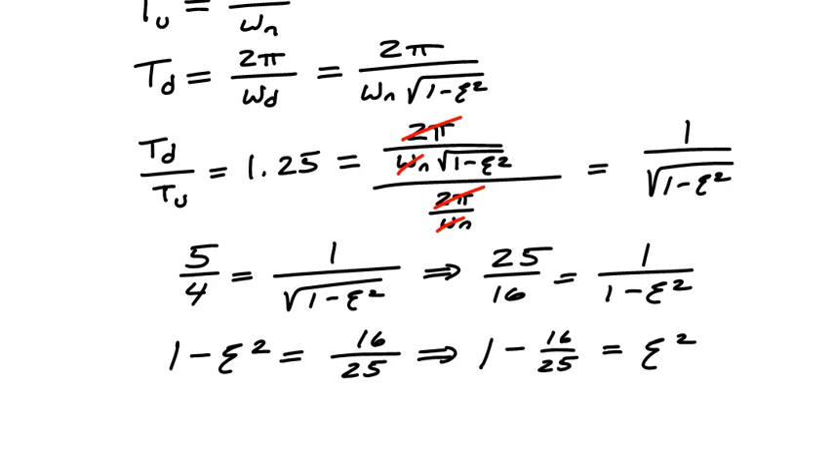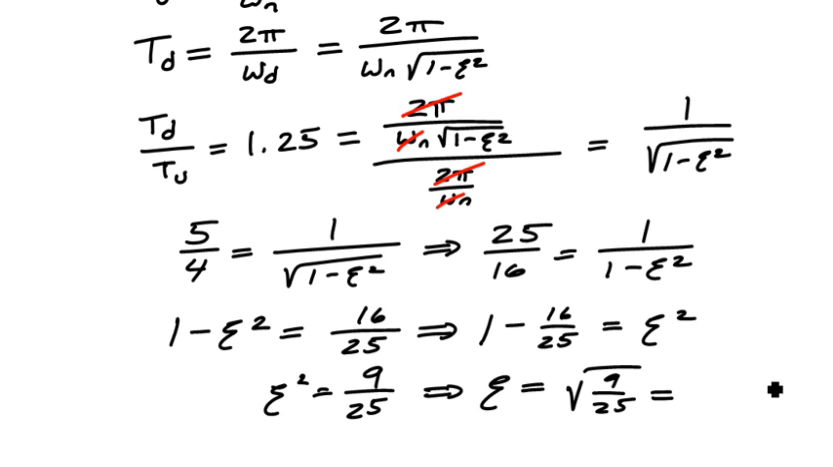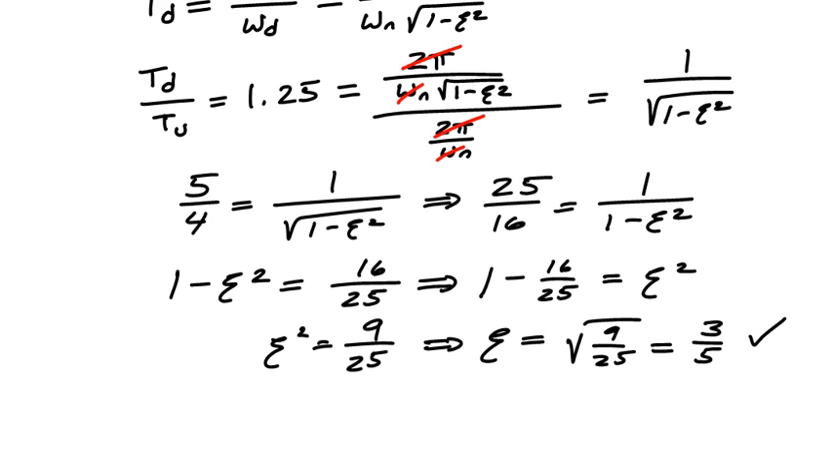And then I can go ahead and play with this and say, well, this is going to give me 25 over 25 minus 16 over 25 is 9/25. So I'll have zeta squared is equal to 9 over 25, which of course means that the damping ratio zeta that exists is the square root of 9 over 25, which of course is simply 3/5. That means that this system, with the addition of damping, whose period makes it a quarter longer, has a damping ratio of 0.6.